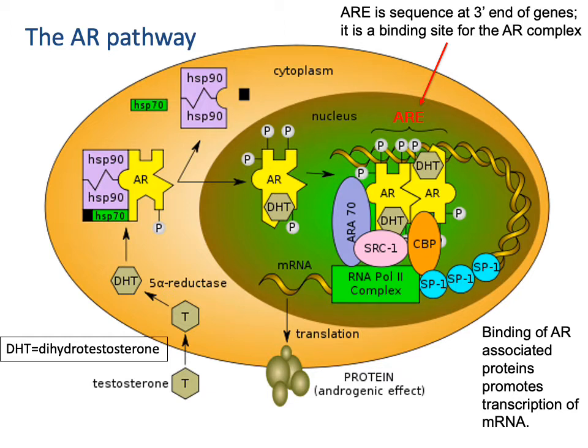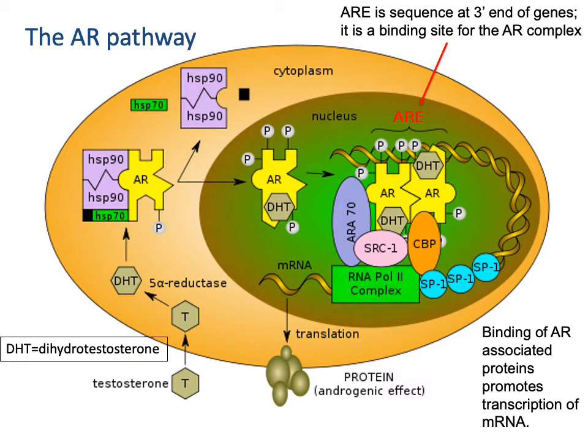And then you can see that AR, that yellow puzzle piece, is going to dimerize. So it's bound to itself. So we see two AR proteins together. And they are binding to the 3' end of a gene that has an ARE, which is an AR element. So that's just a specific sequence of DNA that's a binding site for AR and that whole complex of proteins.